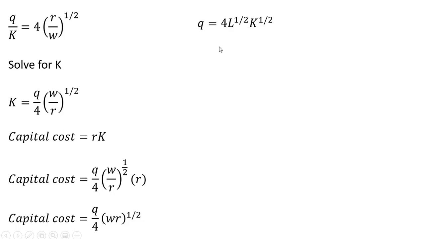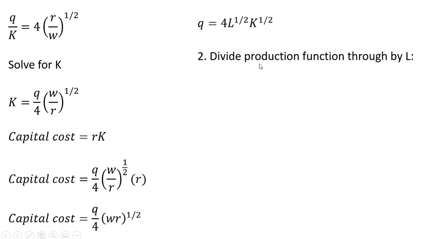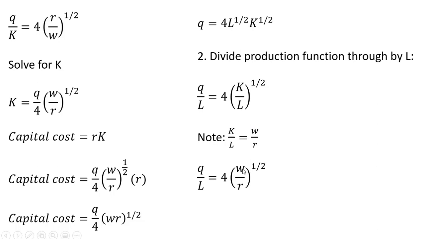Now let's get our labor cost. Here's our production function once again. This time we're going to divide through it by L. So dividing both sides through by L. Recognizing we saw this result earlier, K divided by L equals the wage divided by the price of capital, I'm going to make a substitution. After making that substitution, we have this result. And we're going to be solving this result for L.